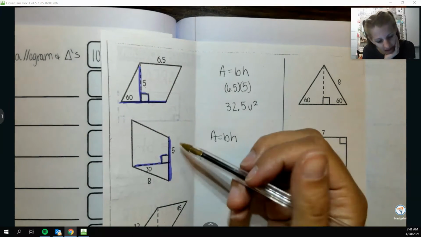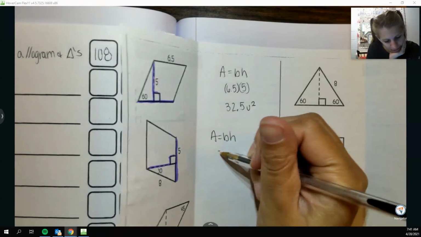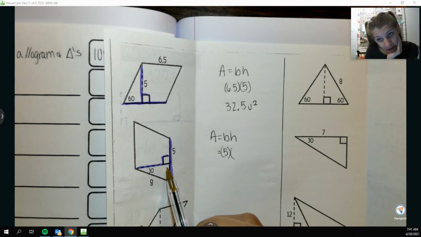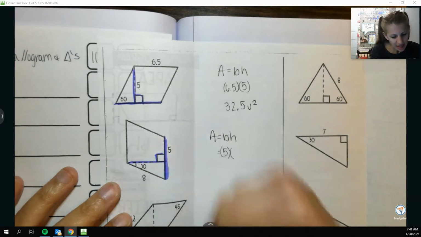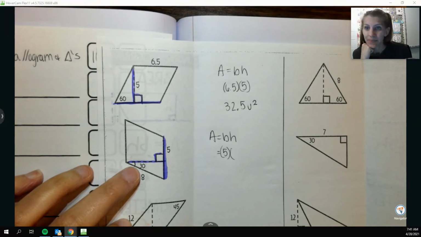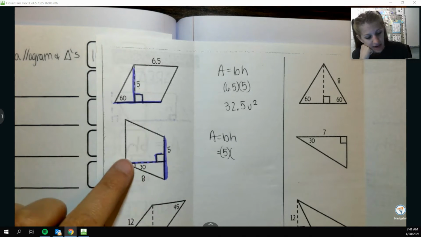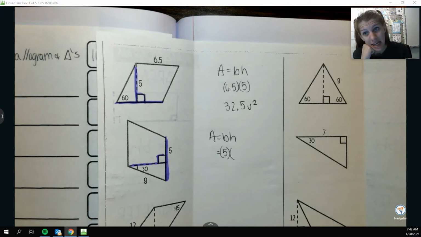So I can see that the base is 5. But I seemingly do not know the height. However, we're marking that this angle right here is 30 degrees. And so right in this little corner here, I have a right triangle with a 30-degree angle in it. And so that's a 30, 60, 90 right triangle.